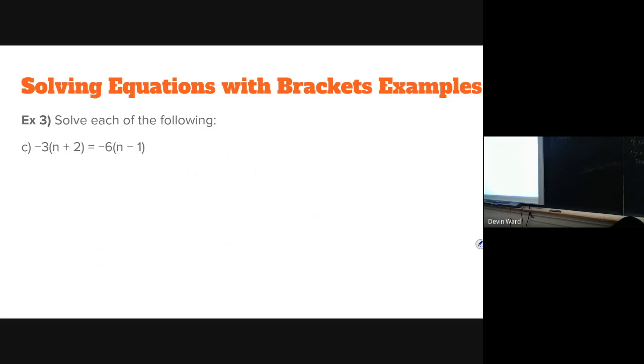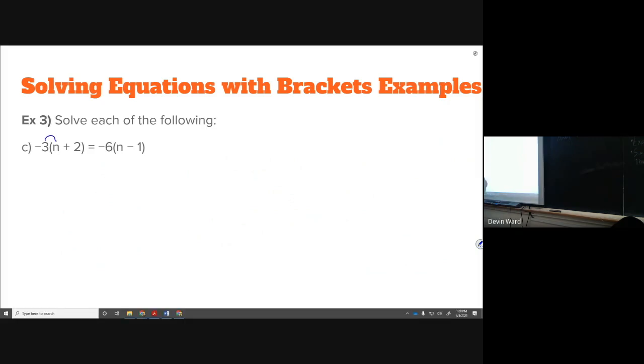Okay? So we have negative 3 times n plus 2 is equal to negative 6n minus 1. So I'm going to distribute my 3 and distribute my negative 6. So negative 3n, negative 3 times positive 2, positive times negative will be negative 6, and I'll have negative 6n. Negative times negative is a positive 6.